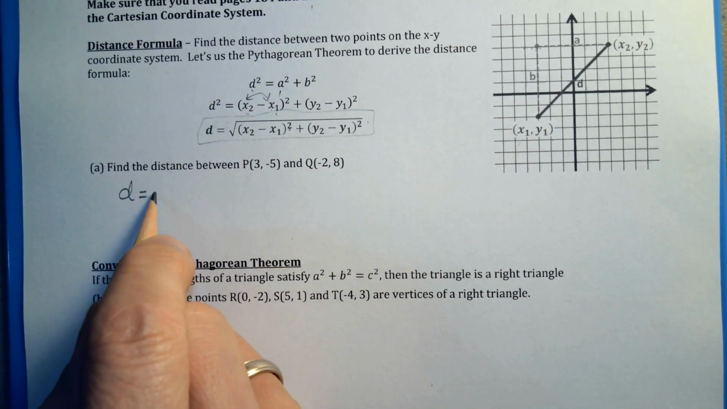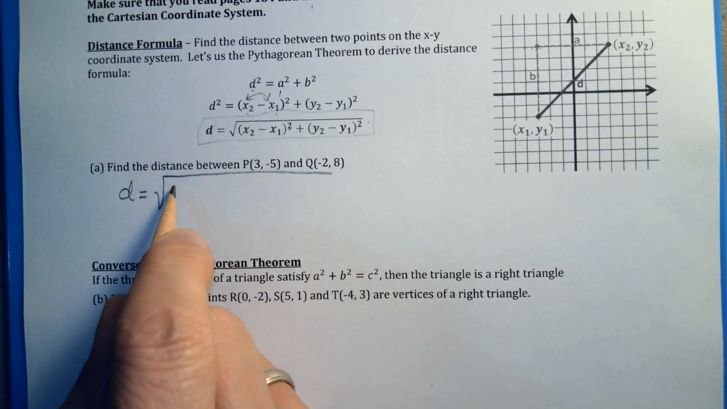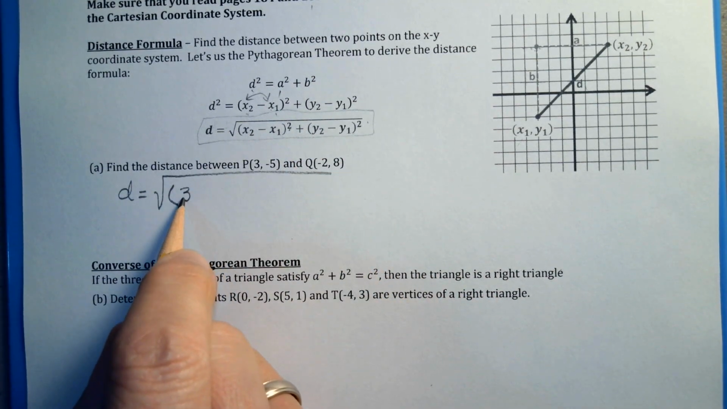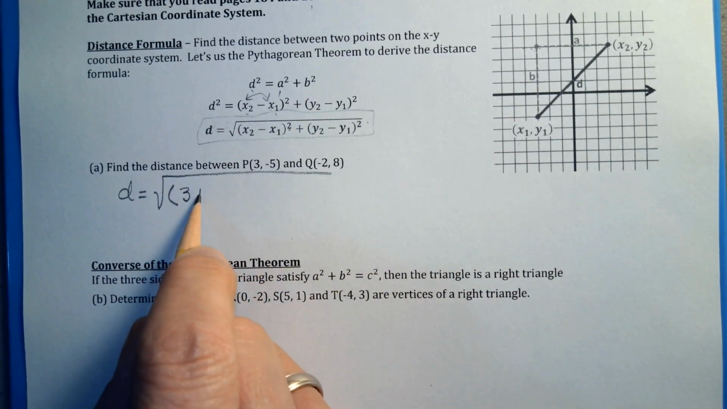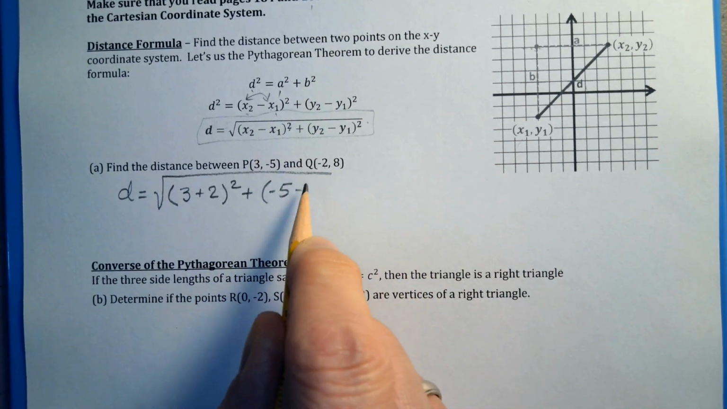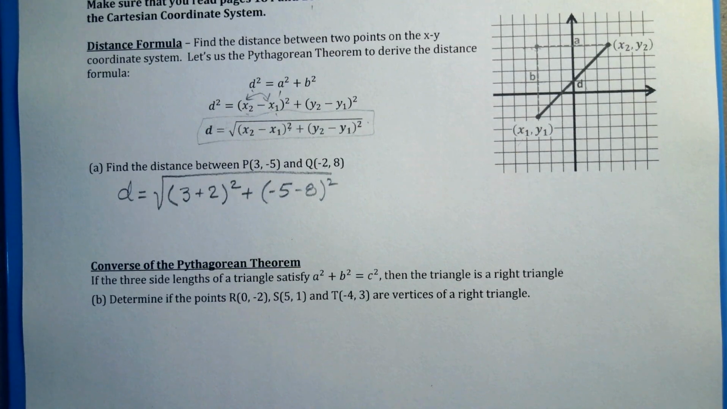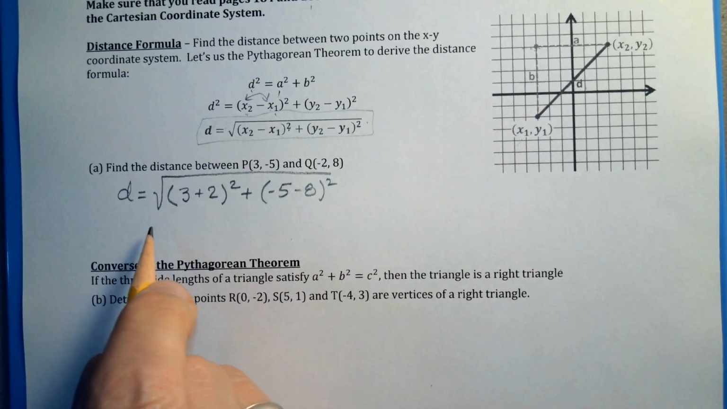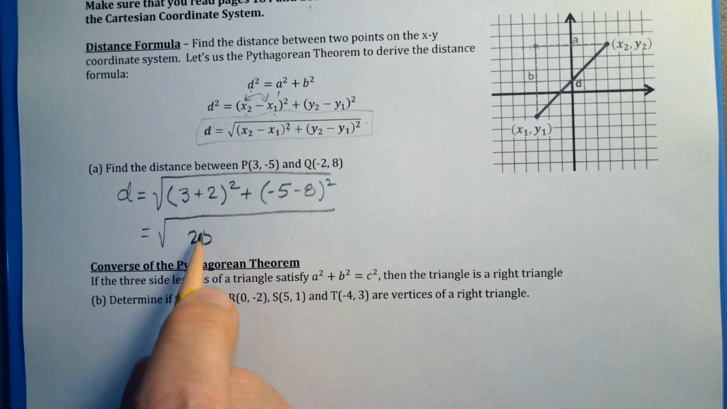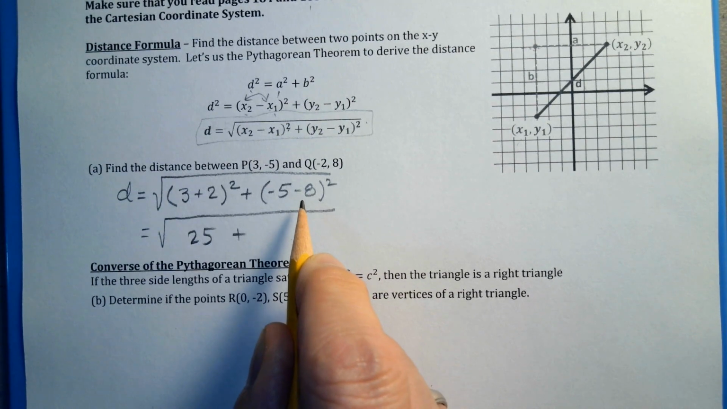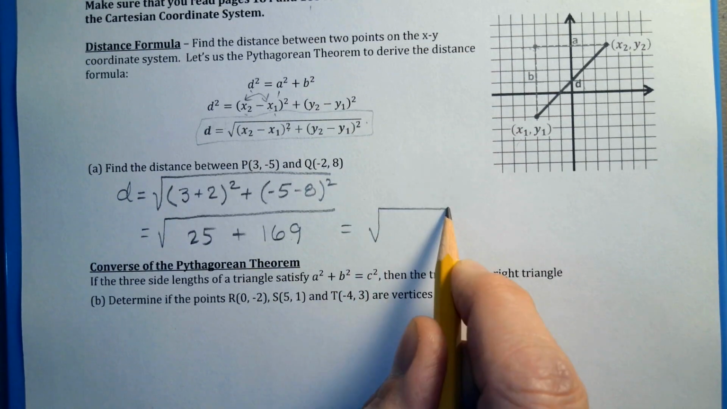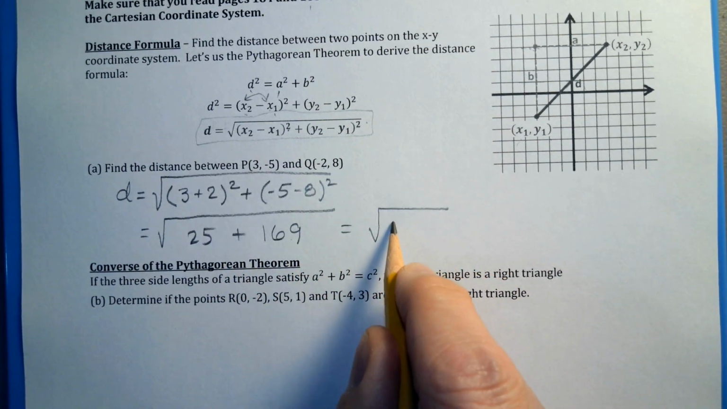All right, so d is equal to the square root of, and now it's the difference in the x's, and again, it doesn't matter which one goes first, so I'll say 3 minus negative 2, which is 3 plus 2, quantity squared, plus negative 5 minus 8, quantity squared. All right, and so then that's equal to, that's 5, and 5 squared is 25. And that's going to be negative 13, but negative 13 squared is 169. And when we add that up, that is the square root of 194.